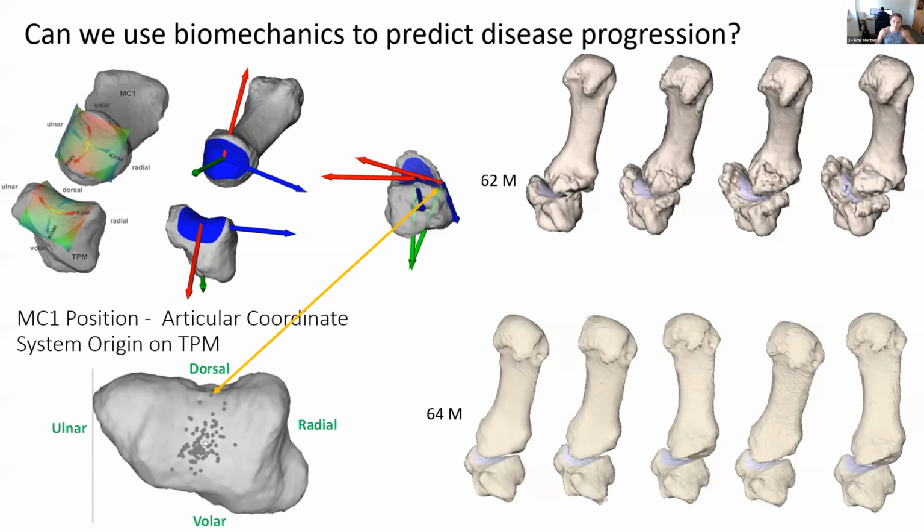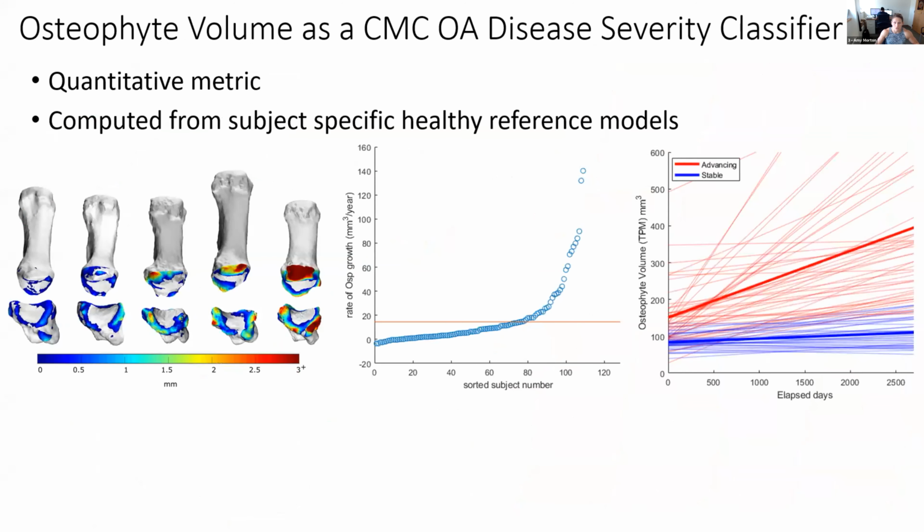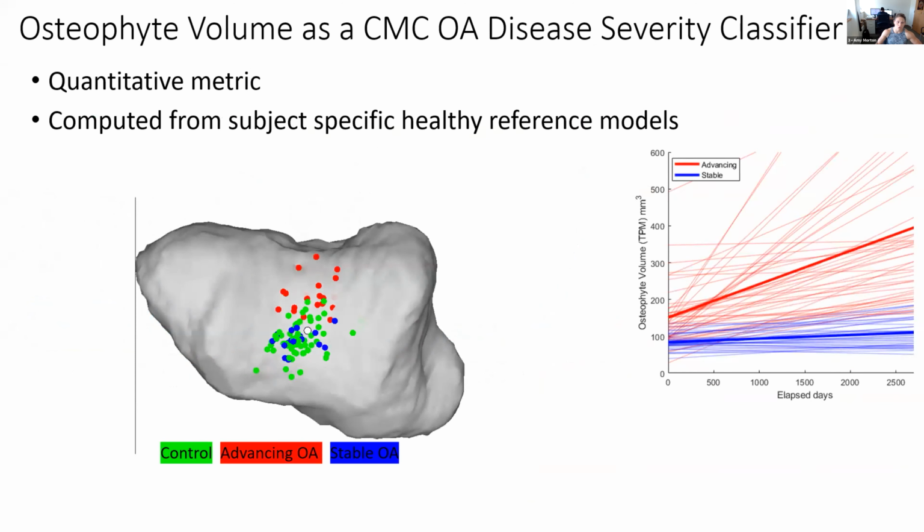So we thought to subdivide our osteoarthritic group into two different categories, advancing and stable osteoarthritis. To do so, we used osteophyte volumes computed from the bone models, and we thresholded individuals based on their osteophyte volume and rate of growth. This gave us an advancing and a stable osteoarthritis subgroup from which we could compare to the control cohort and within subgroups, specifically trying to determine what characteristics of MC1 position differentiated stable osteoarthritic patients from those who exhibited more rapidly advancing disease.